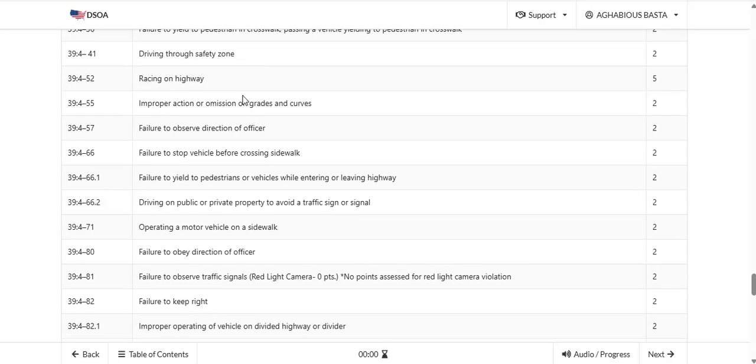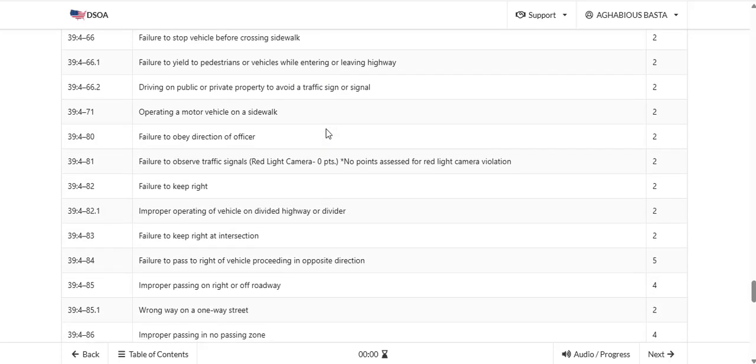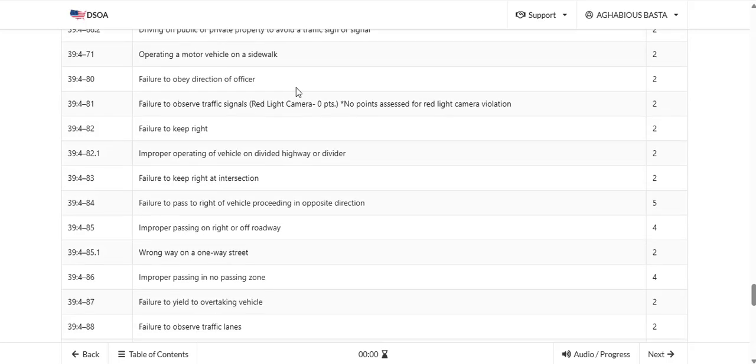39:4-57 failure to observe direction of officer; 39:4-66 failure to stop vehicle before crossing sidewalk; 39:4-66.1 failure to yield to pedestrians or vehicles while entering or leaving highway; 39:4-66.2 driving on public or private property to avoid a traffic sign or signal; 39:4-71 operating a motor vehicle on a sidewalk; 39:4-80 failure to obey direction of officer; 39:4-81 failure to observe traffic signals. Red light camera, 0 points.